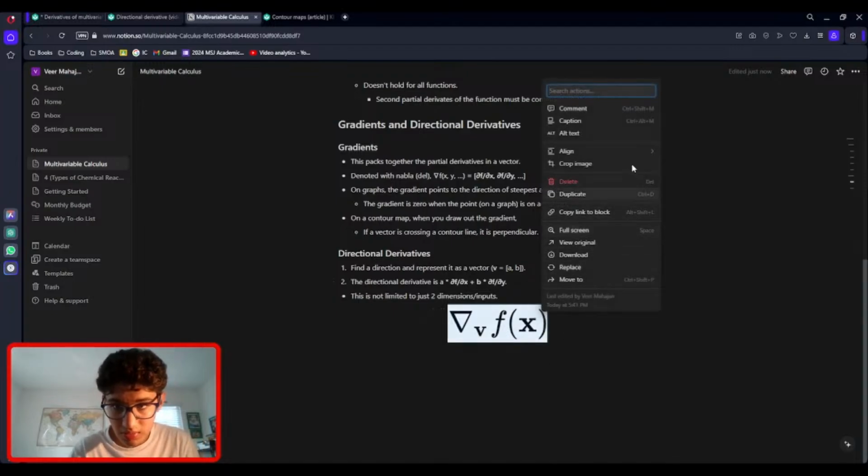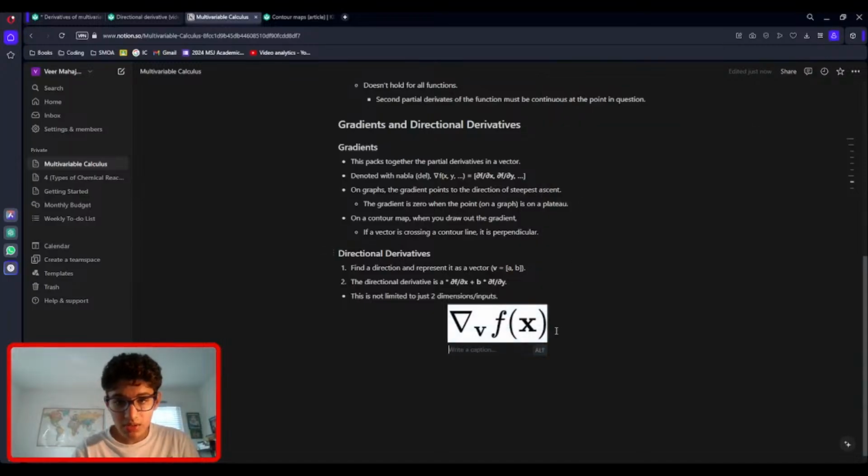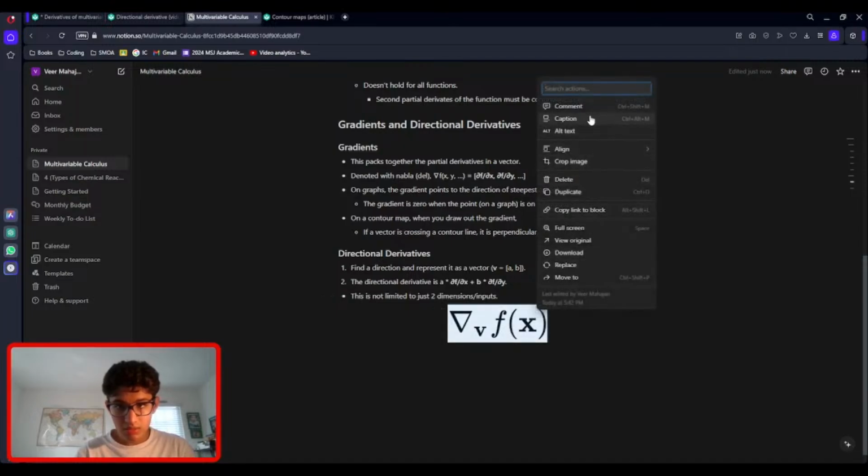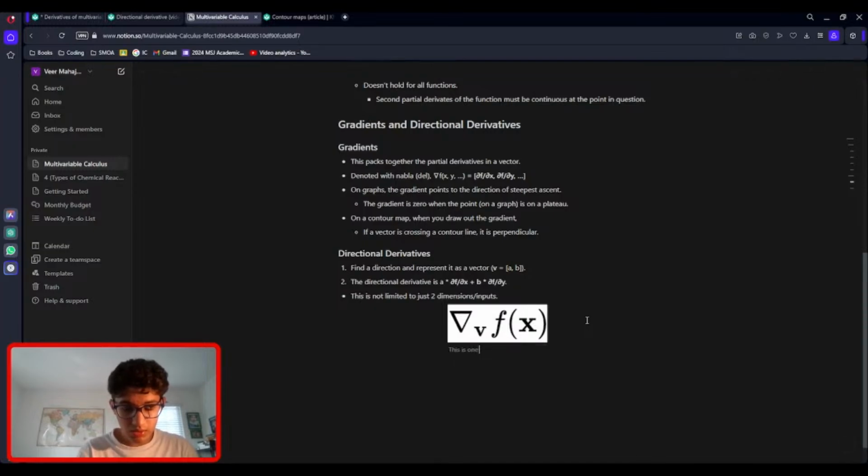I don't want this caption. Here, this is one notation for the directional derivative with the direction or vector v. There can be multiple dimensions. Obviously, there can be multiple dimensions or inputs, so you'll just change the x accordingly.